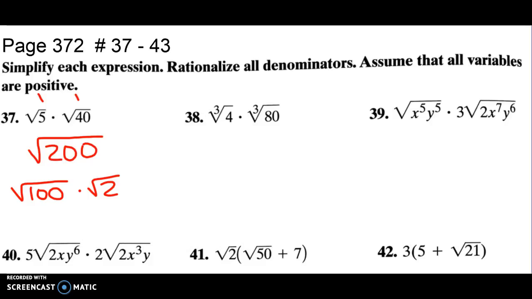We know the square root of 100 is 10, and we can't do anything with the square root of 2, so that's all we do with that. There's your answer. All right, let's go and do number 38.